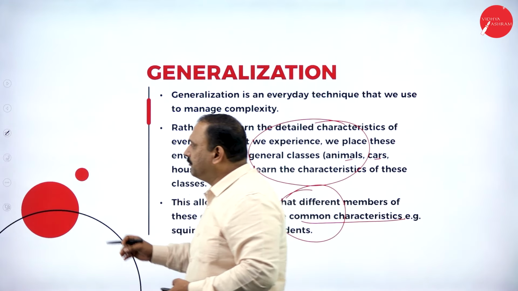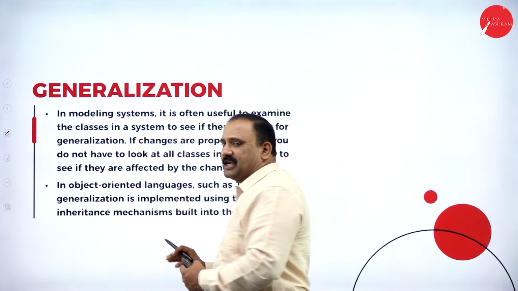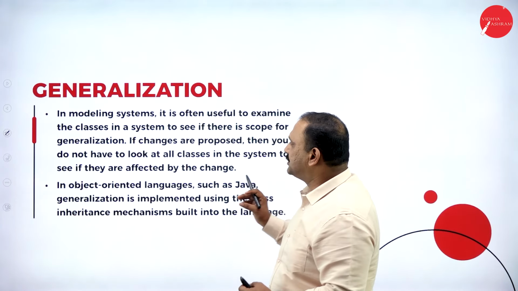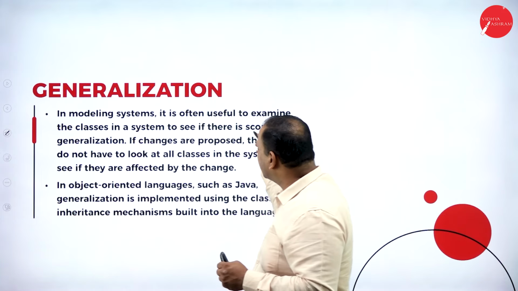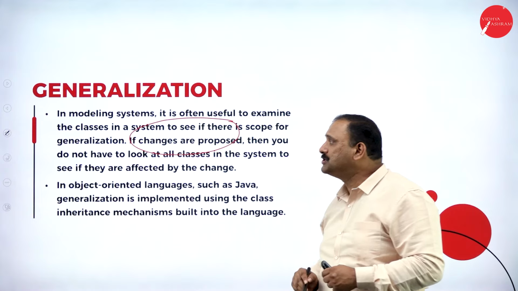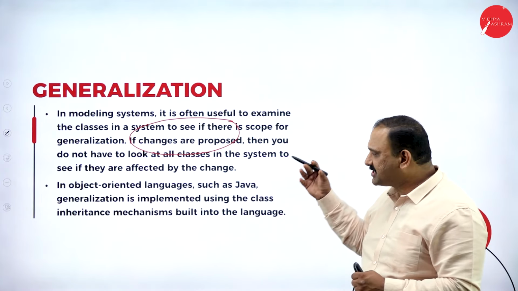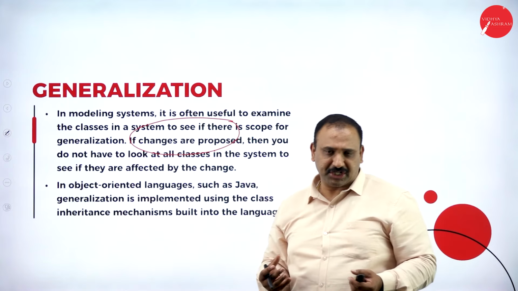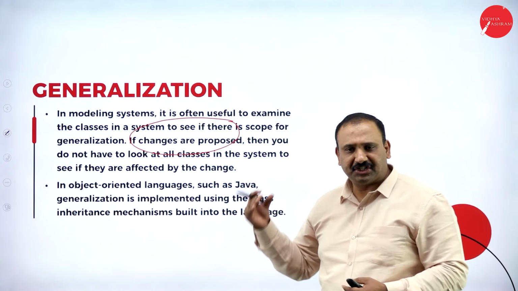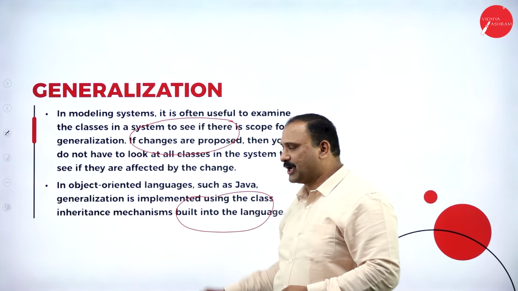Now, moving forward from the generalization factor, we also try to understand it in terms of system modeling, by using this factor to examine the classes of the system. If there is any scope of generalization, if changes are proposed, then you do not have to look into all classes. Rather, you just have to look at what is affected by the change. Similarly, in an object-oriented language like Java, generalization is implemented through the class inheritance built into the language.